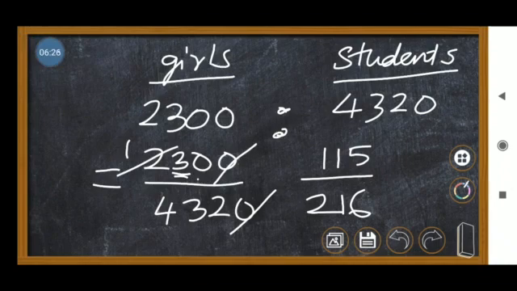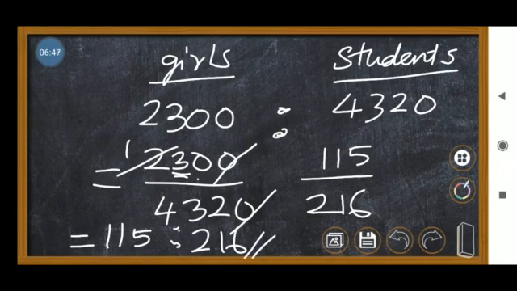So 115 divided by 216, any other table, if you check it, will not divide. Okay, so we have to leave it here. So 115 divided by 216, this can be written as 115 is to 216. So this is the ratio between the girls and the students.